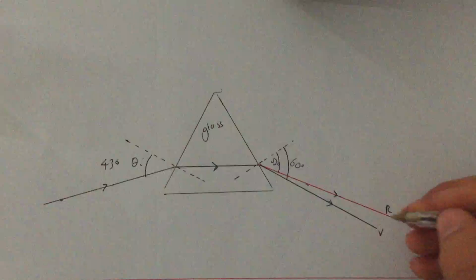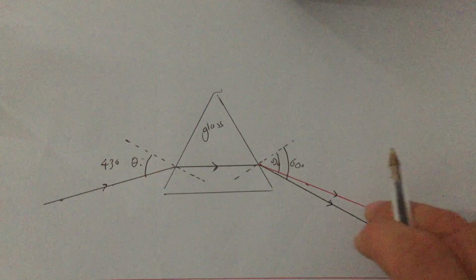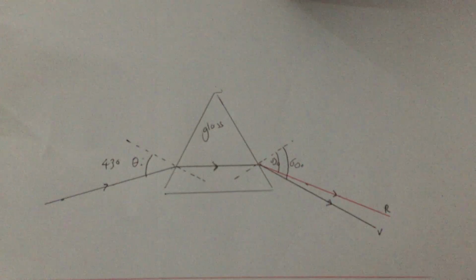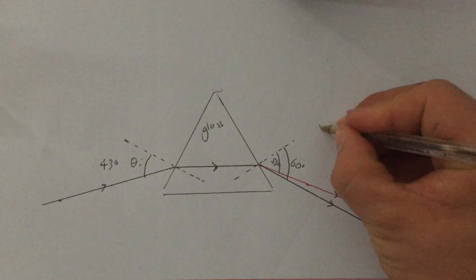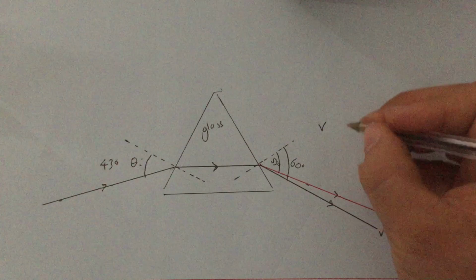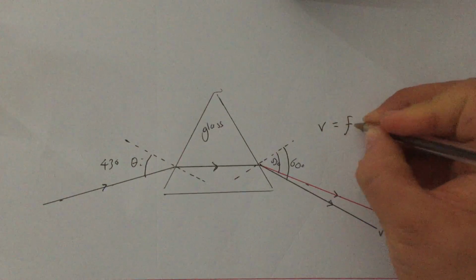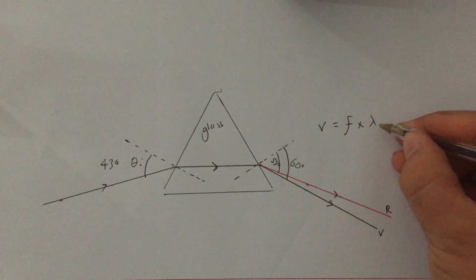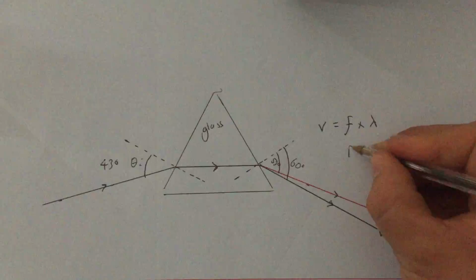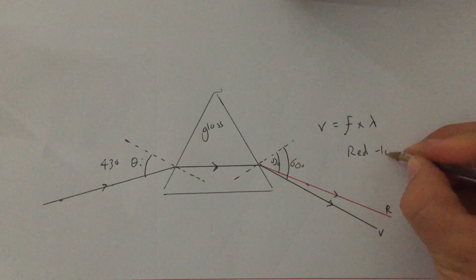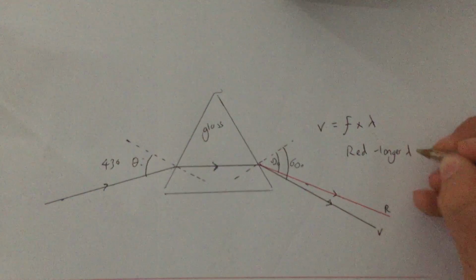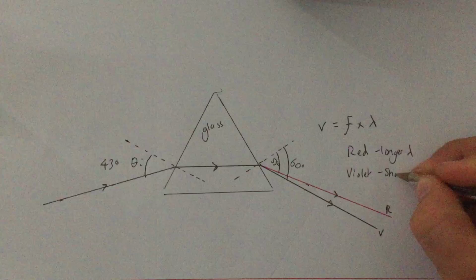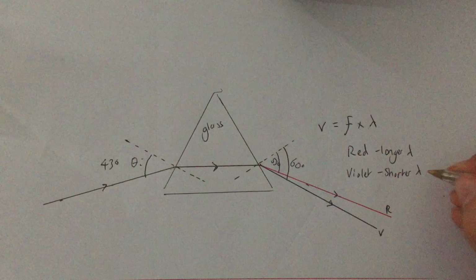So the reason that red light doesn't refract as much as violet light is down to its speed. The equation for wave speed, so velocity, is frequency multiplied by wavelength. This symbol here is wavelength. And the crucial thing is that red light has a longer wavelength than violet light. Violet light has a shorter wavelength and a higher frequency.